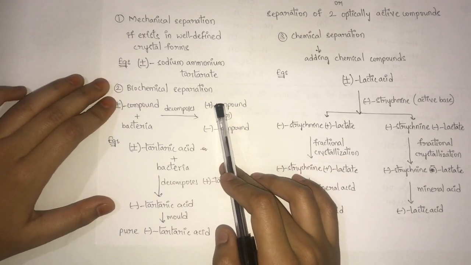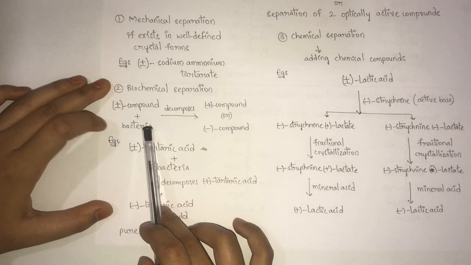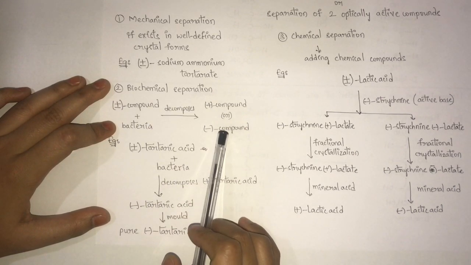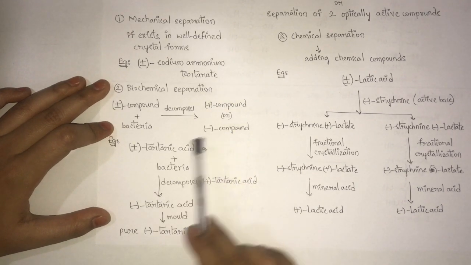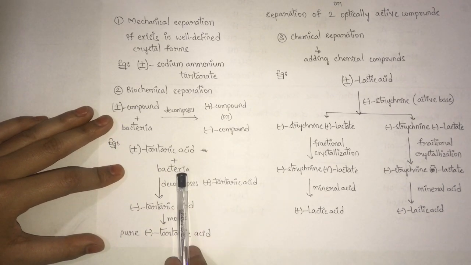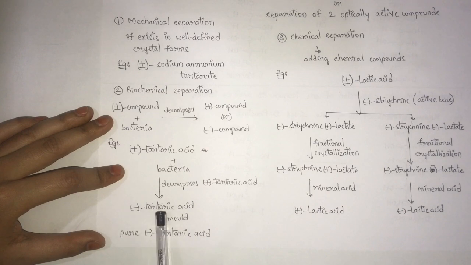Coming to the second type, biochemical separation. So here we are taking our racemic mixture and treating with bacteria. This bacteria will decompose only one type of isomer. Either it may decompose plus isomer or it can decompose minus isomer. I am taking the example of tartaric acid racemic mixture and treating with bacteria. So the bacteria will decompose only plus tartaric acid, resulting in minus tartaric acid, which can be separated when we are treating with mold, as pure minus tartaric acid.